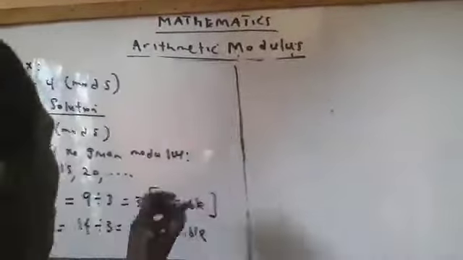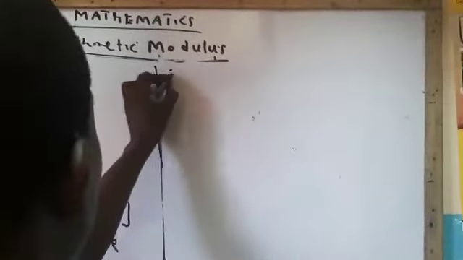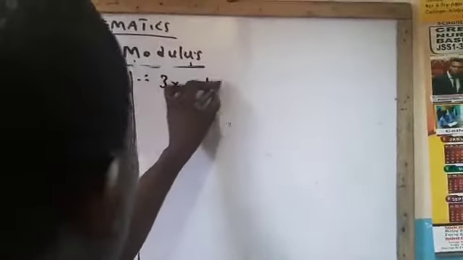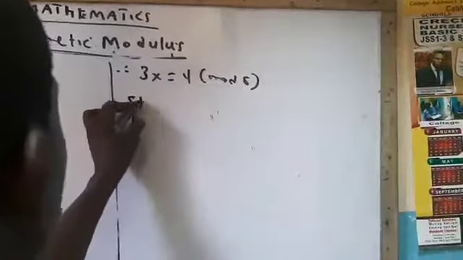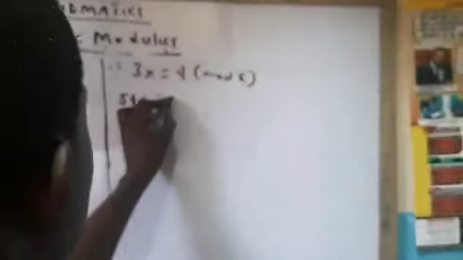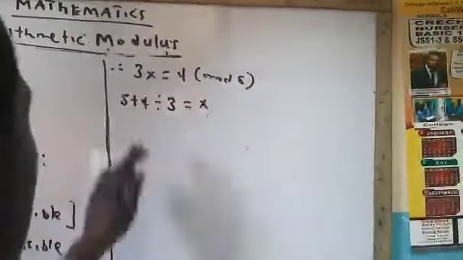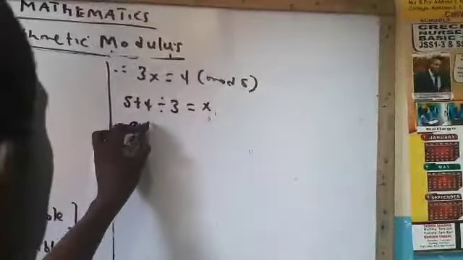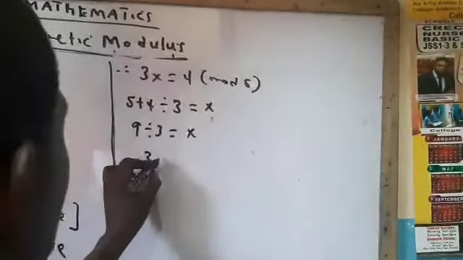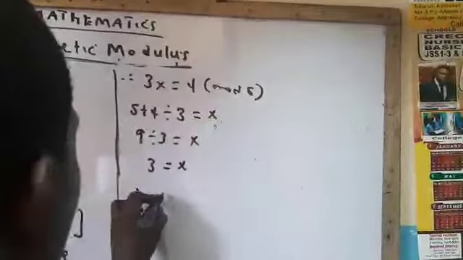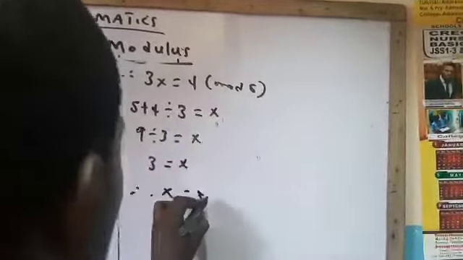So since I've gotten the least, which is 5, what would I do now? I'll bring the question properly. 3x is equal to 4 mode 5. That is, 5 plus 4 divided by 3 is equal to x. 5 plus 4 is 9, divided by 3 is equal to x. 9 divided by 3 is equal to x. Therefore, my x is equal to what? It's equal to 3.